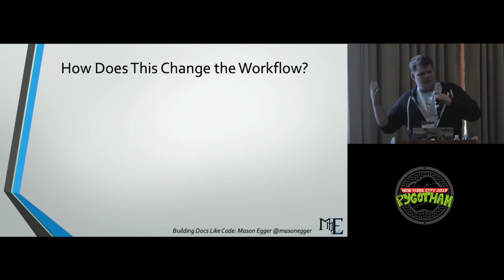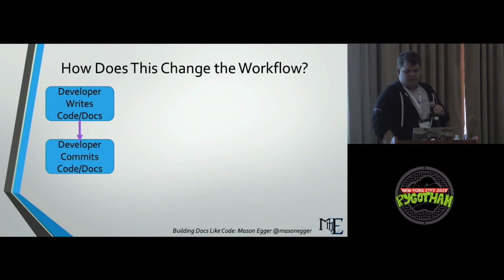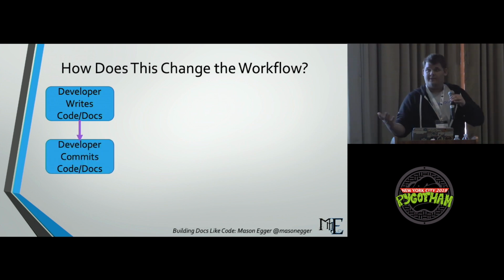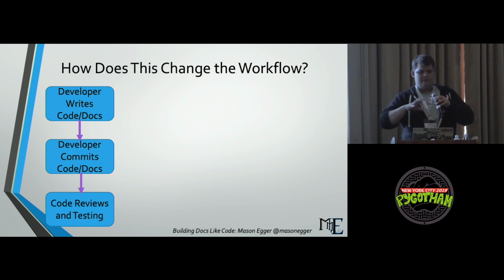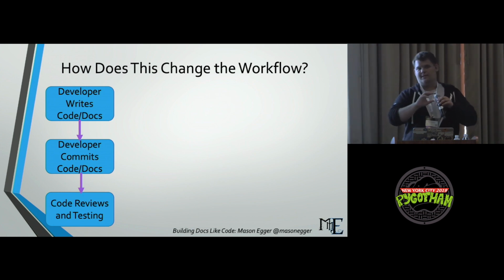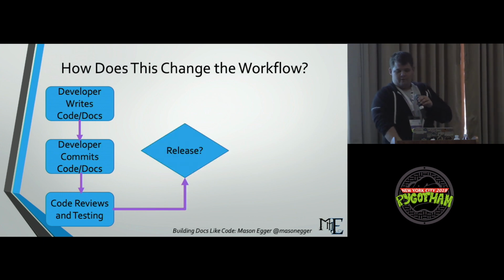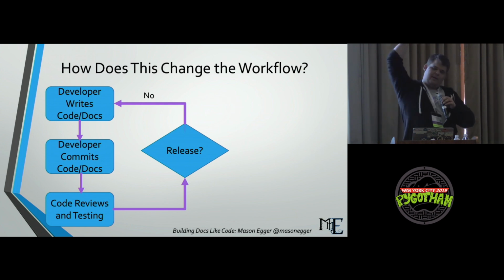So how do we change that workflow that we talked about earlier? So the developer now writes code and docs. The developer commits the code and the docs at the same time. The reviews, all of the testing and stuff happen in the same process. We build testing processes around our docs. We build review processes around our docs. We ask ourselves, do we want to release? We say no, hooray, we go back to writing code.